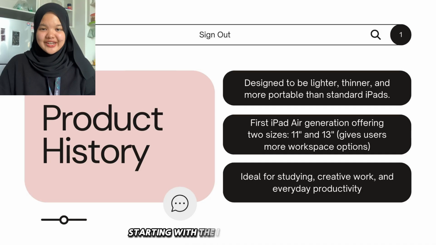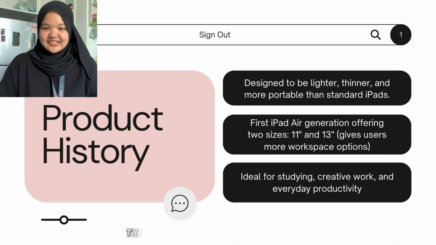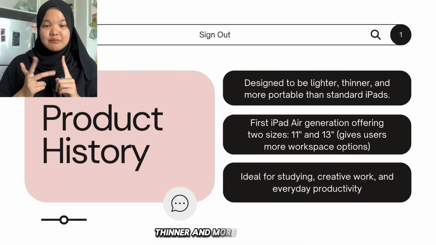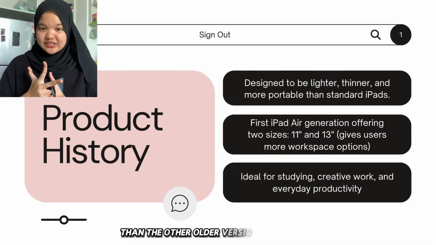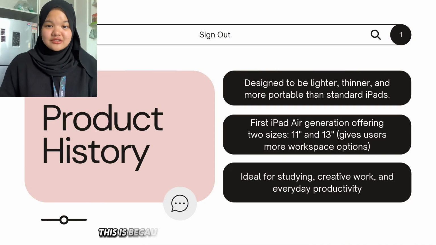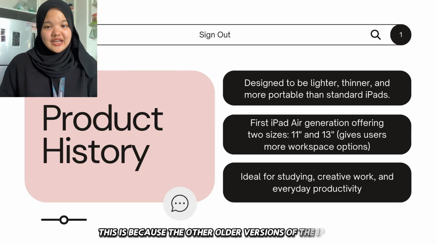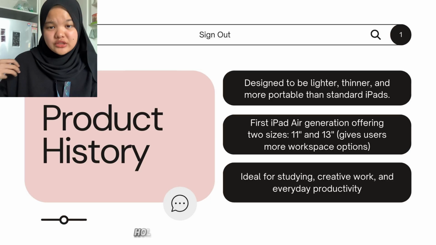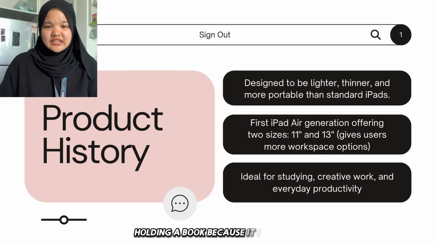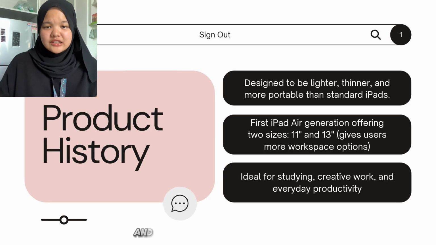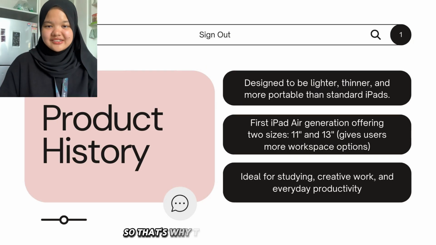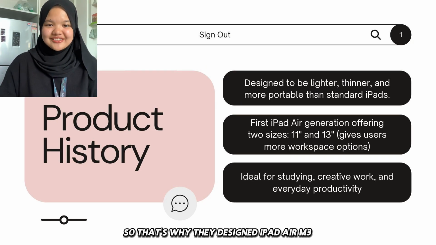Starting with the iPad Air M3 history. The iPad Air M3 is designed to be lighter, thinner, and more portable than the older versions of the iPad. This is because the older versions of the iPad are almost the same as holding a book because it is too big and it is heavy for most of us users. So that's why they designed the iPad Air M3.